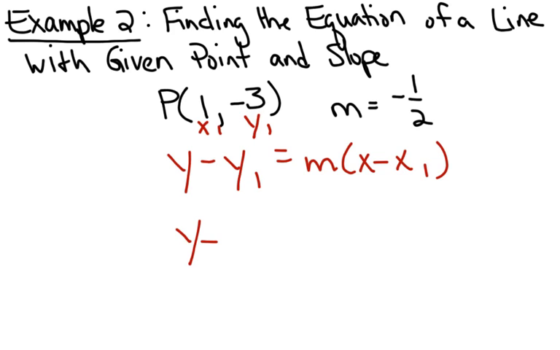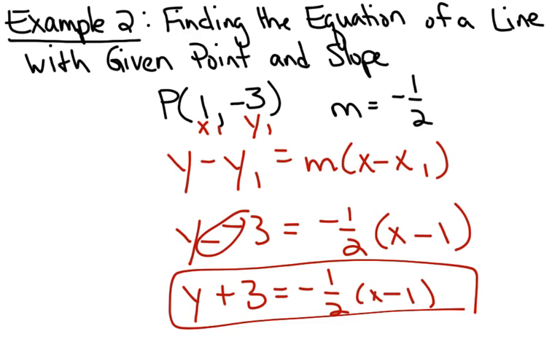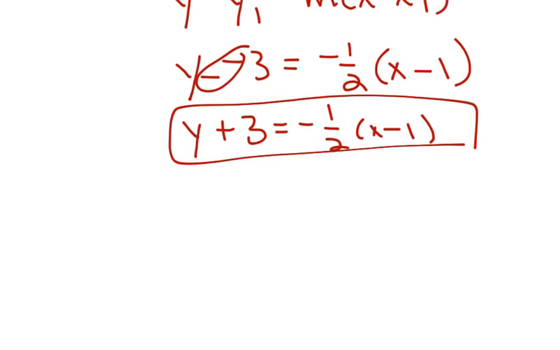So we're going to do y minus negative 3 is equal to negative 1/2 times x minus 1. And then anytime you have two negatives, you're just going to make that a positive. So this would be the point-slope version of the equation of the line. If you want to change it back into standard form, that's what my book here does. You can distribute: y plus 3 is equal to negative 1/2 x plus 1/2.